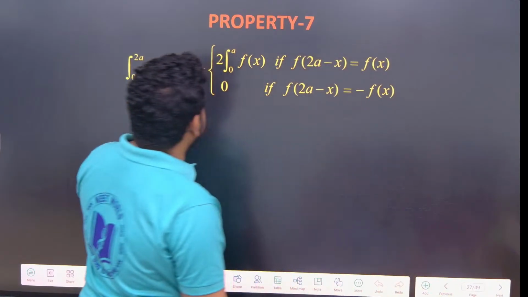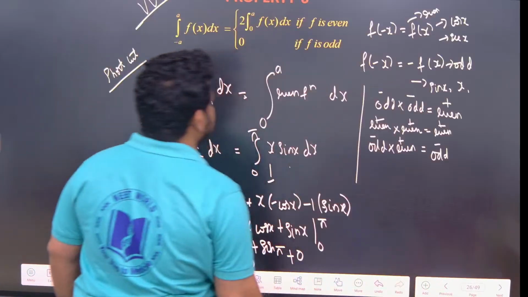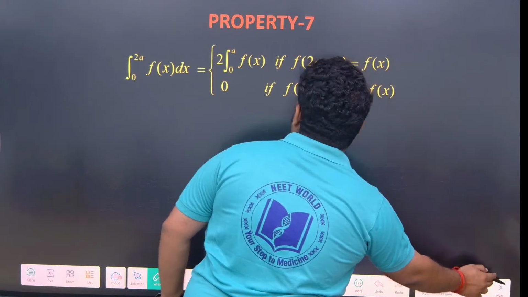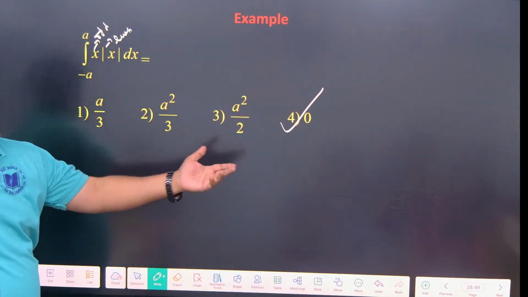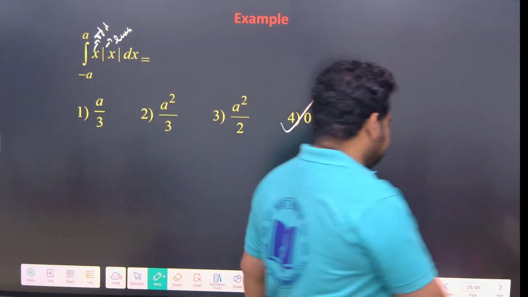See here in the property. Property number 7 is the same as property number 6 only. If you are getting an odd function, the answer is 0. That is what we got here: even into odd, the answer is 0. Understood? Please write down the question. The answer is 0. Clear?